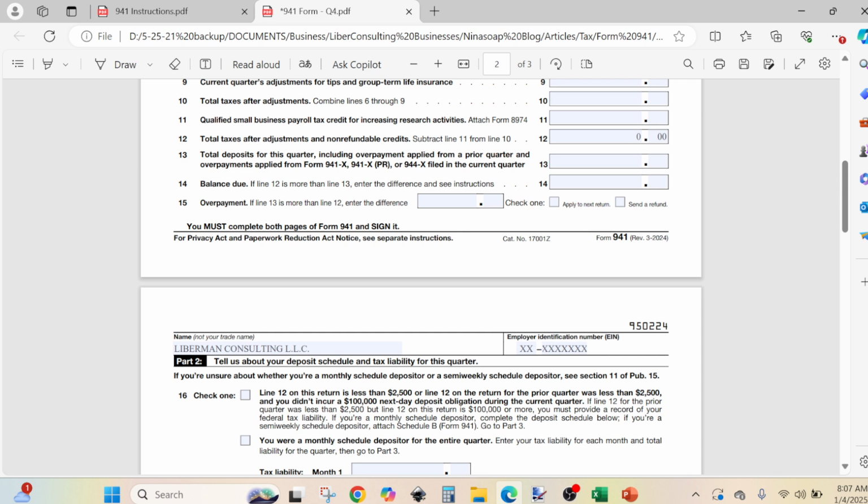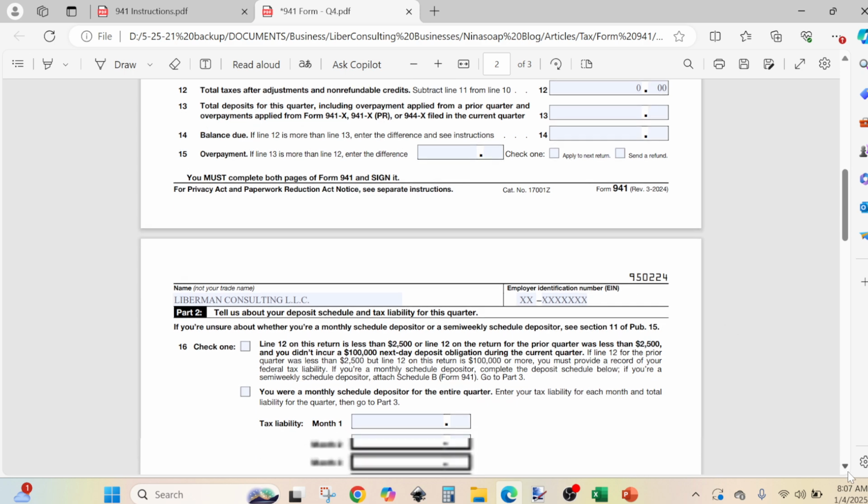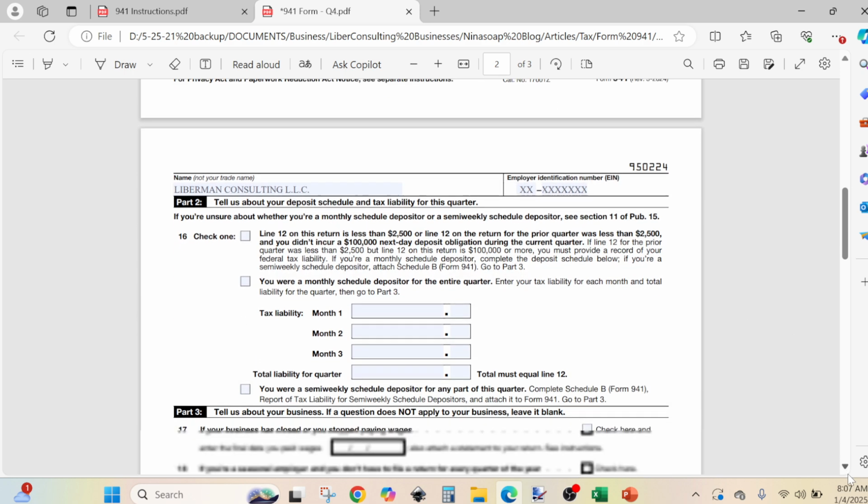Remember, line 13 is the total tax liability you deposited for the quarter, like you log into your EFTPS account and deposit it with IRS, and it's going to be blank in this instance, assuming you didn't make any deposit for that quarter. So we'll go to Form 941 part 2, line 16.